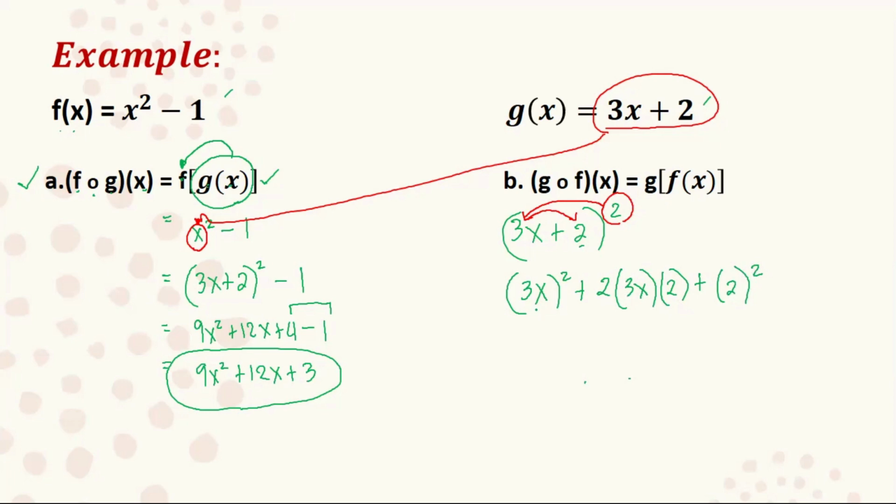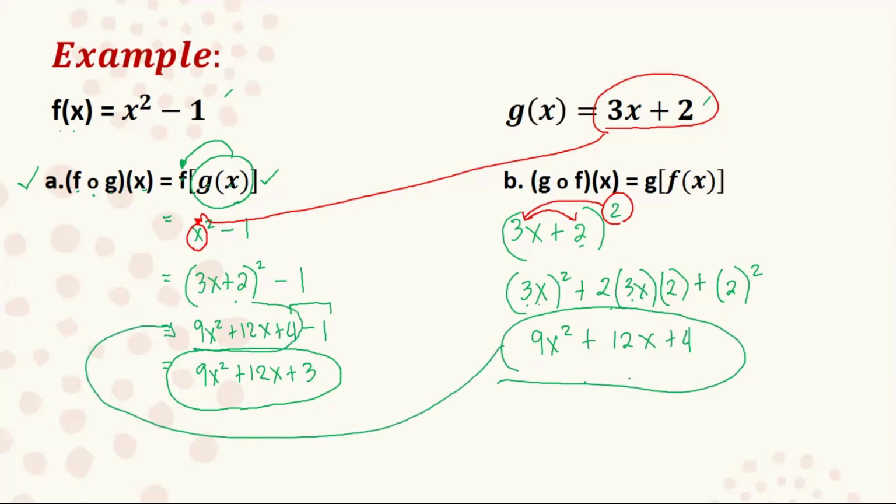So simplify. 3x raised to 2 means 3x times 3x. So it's 9x squared. Plus 2 times 3x times 2 is 12x. Then square the last term. 2 raised to 2 is 4. Tumugma ba? Yes, parehas. So, kahit alin doon sa dalawang method, pwedeng-pwede niyong gamitin. Kung alin yung mas madali para sa inyo.